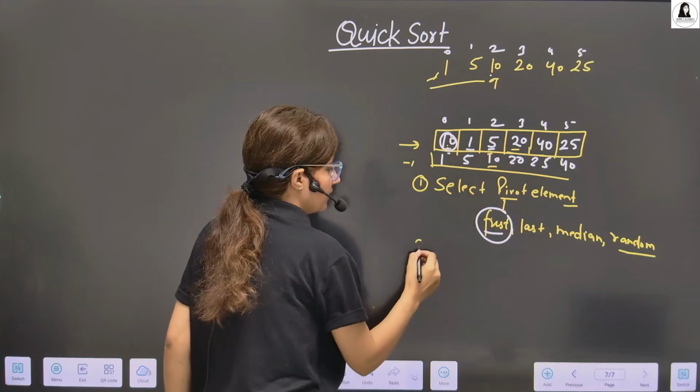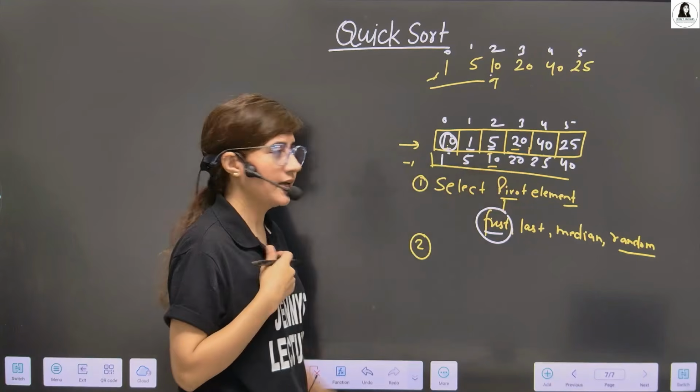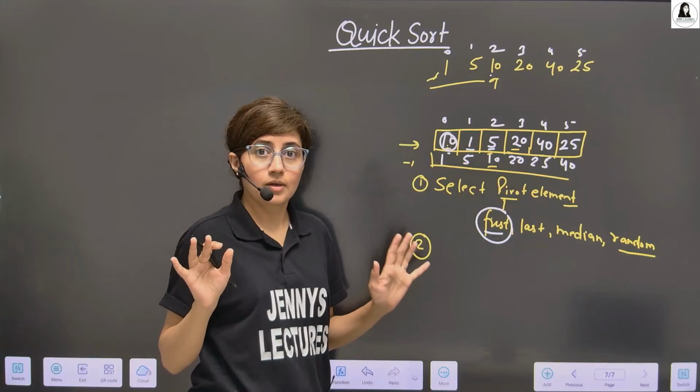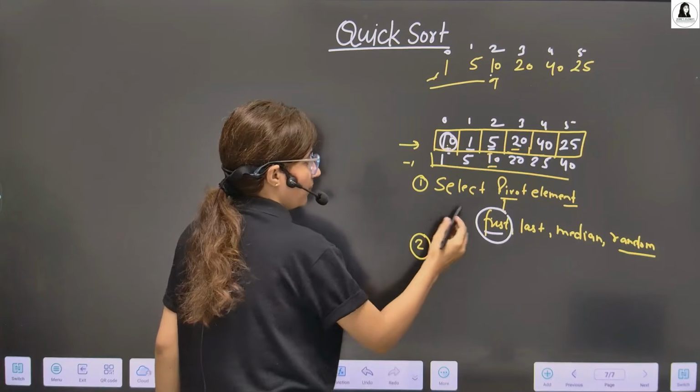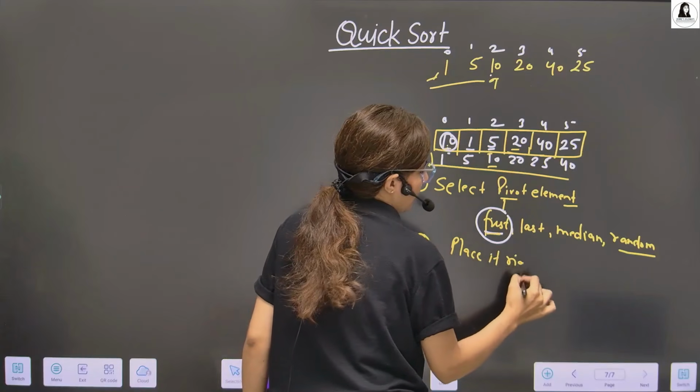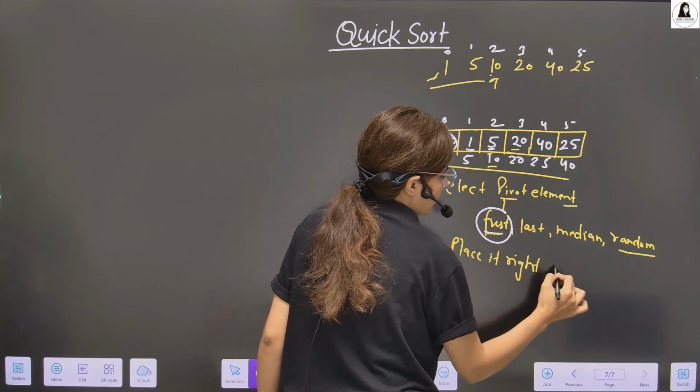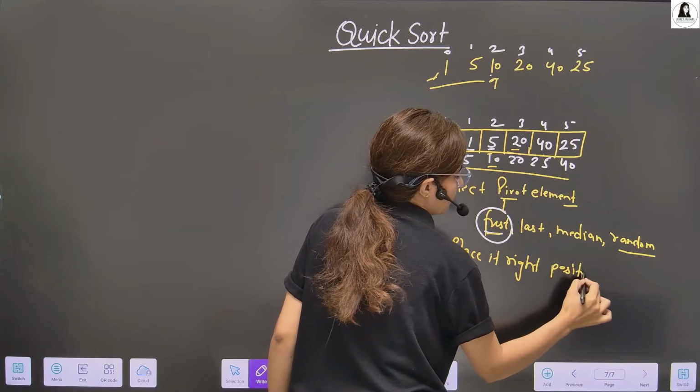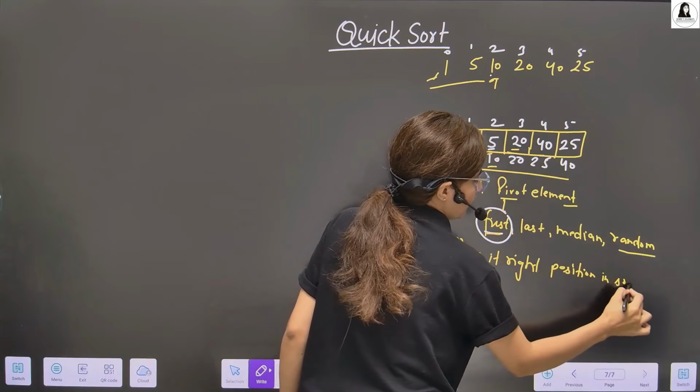So the first step is simple. You have to select the pivot element. That is the first one. Now you have to place it at the right position in the sorted array.